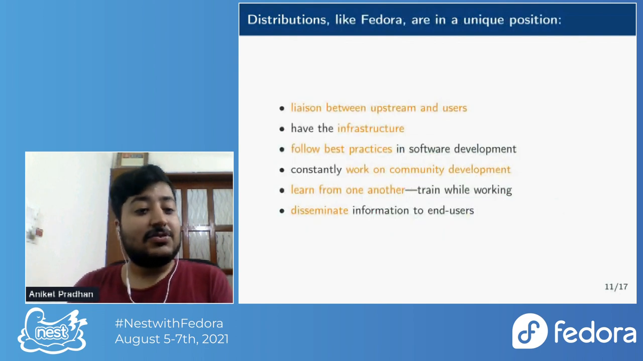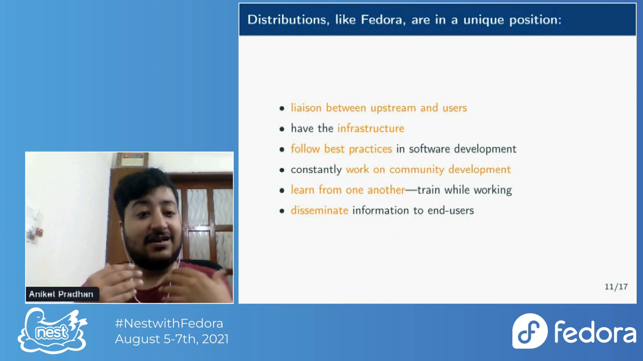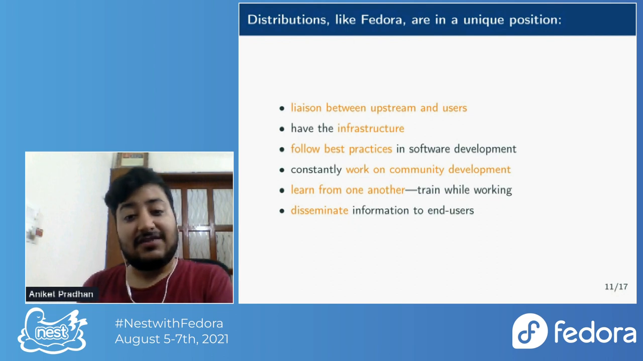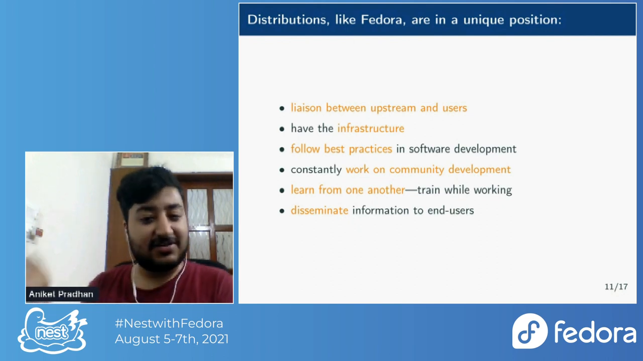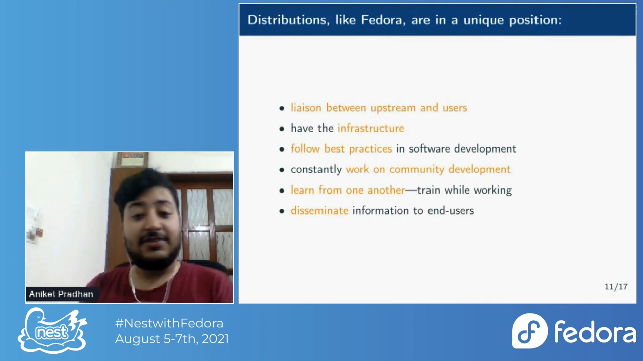Right. So distributions like Fedora are in a unique position because we have the infrastructure. We have high-end servers, we have multiple mirrors across the globe. We have a firm packaging guideline. We go through a heavy-duty review process and we test the software before packaging it for the users. So that's a good thing. And many contributors in NeuroFedora hail from different backgrounds and have a lot to learn as well.